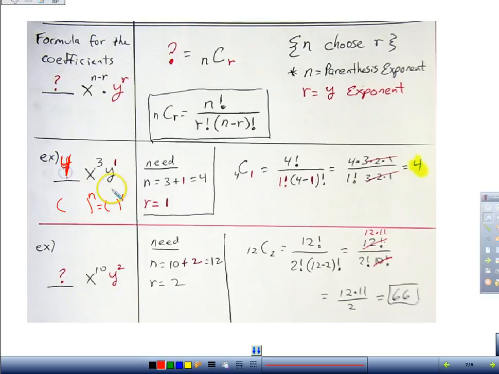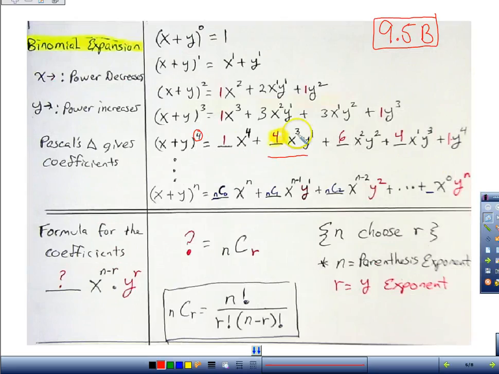Now remember, the term is the one that has x cubed y to the 1. Let me show you up here where that term is. x cubed y is right here, in the expansion that's to the 4th power, and it's 4. In the same way, we can get the 6 over here in the next term after that, or the 4, or any of the coefficients in any one of these terms. All right, let me continue.